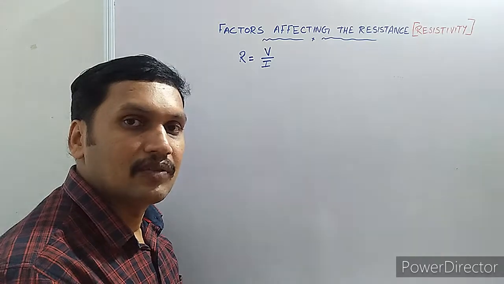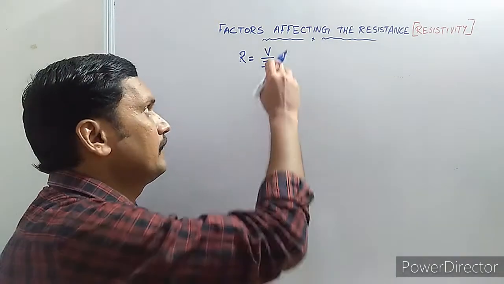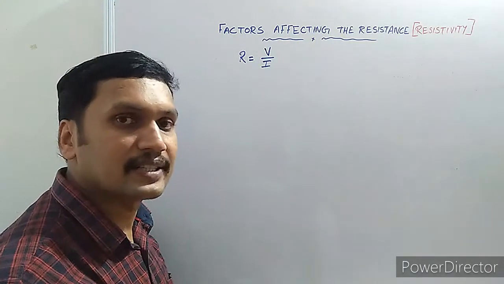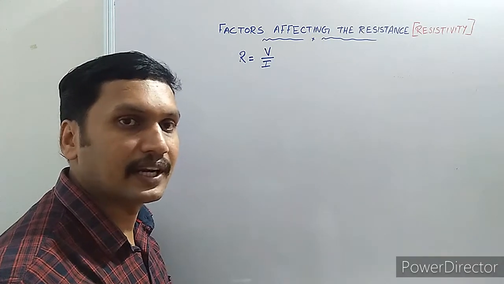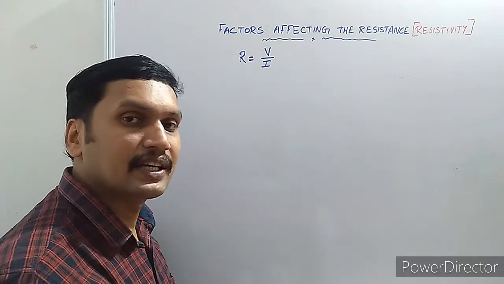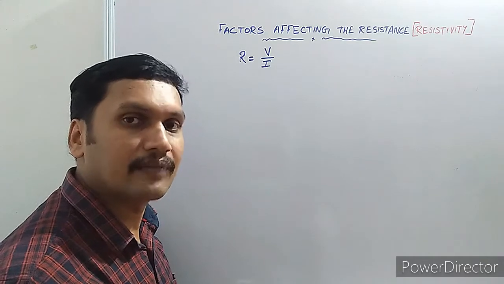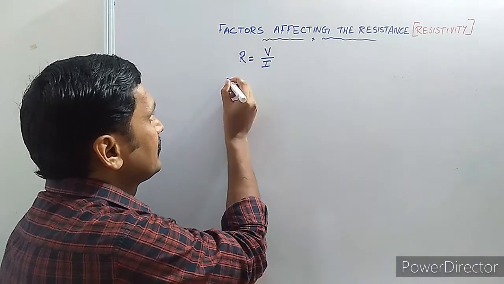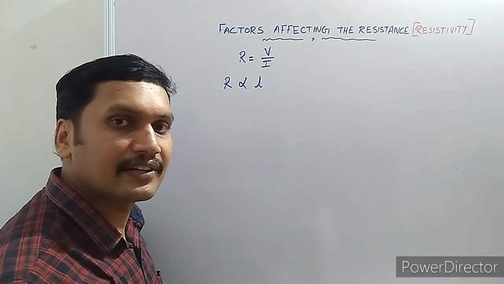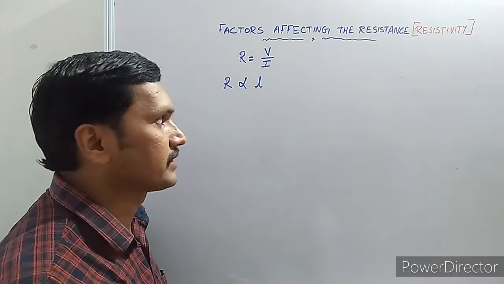Now, what are the factors affecting the resistance of the conductor? As it is independent of potential difference and current, what are the factors affecting it? From experimental study, it shows that the resistance of a conductor is directly proportional to the length of the conductor. So R is proportional to L. When length increases, resistance also increases.